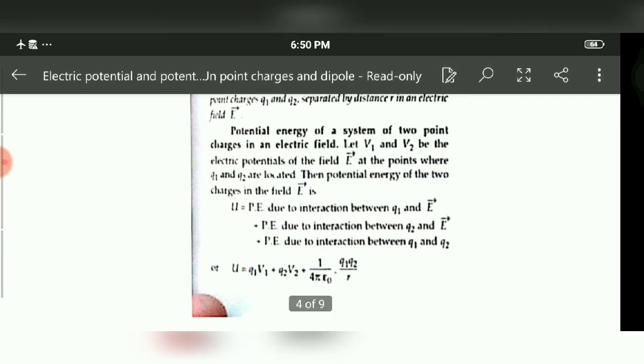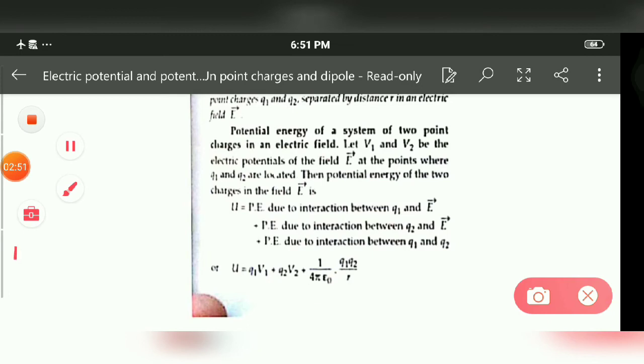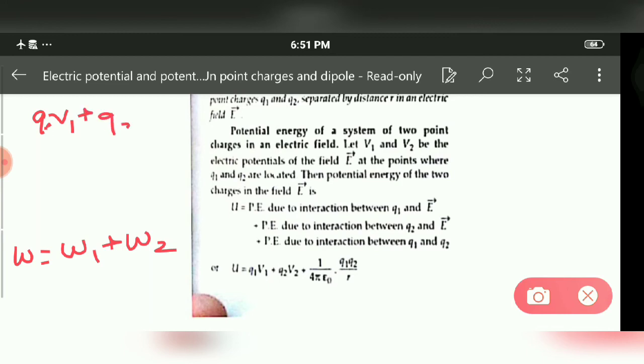Now the total energy for the 2-particle system is going to be here. Total energy is equal to W1 plus W2, that is going to be Q1 V1 plus Q2 V2 plus K Q1 Q2 by R12. This is the total energy.